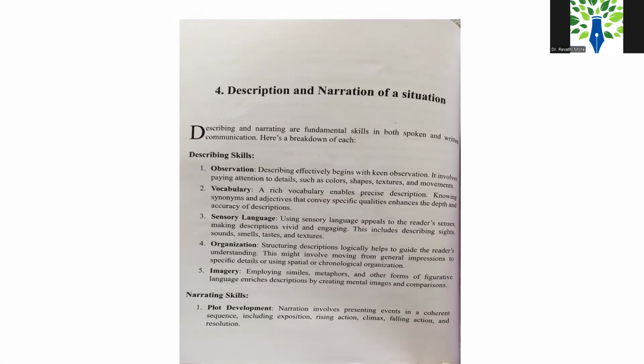So, describing effectively begins with keen observation. It involves paying attention to details such as colors, shapes, textures, and movements. Then we come to the next very important part, that is vocabulary. A rich vocabulary enables precise description.